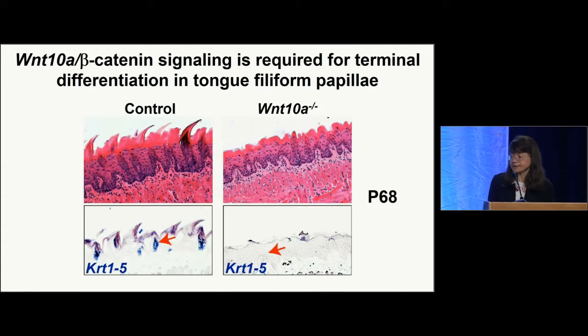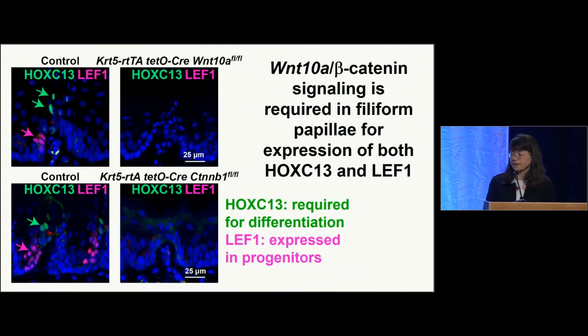We also see defects in differentiation in the tongue filiform papillae, which normally express these hard keratins, and these are absent in the mutant despite the fact that rudimentary papilla structures are present. And what we found is that HOXC13, which is a transcription factor that is necessary for filiform papilla differentiation, is absent if we knock out either Wnt10A or beta-catenin. And we also see that LEF1, which marks the proliferating cells in these structures, is also dependent on Wnt signaling.